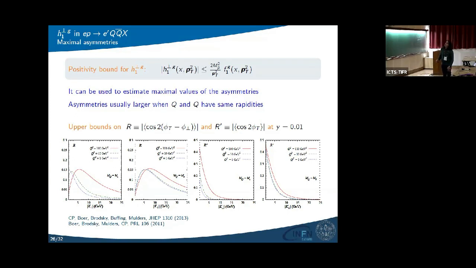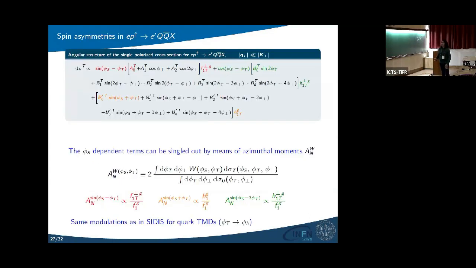And they depend on the value of Q squared. Here also Q squared, 100 GeV squared is shown, but it will be difficult to measure at EIC because of statistics. But okay, just to see a different scale and see how these things evolve.